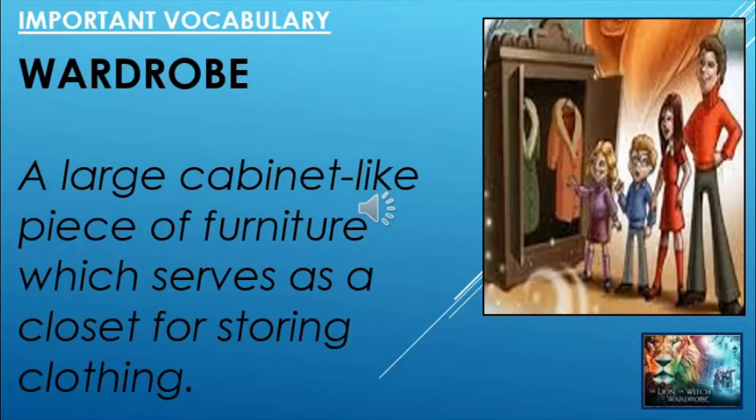This is one of the most important words you need to know for this novel. A wardrobe in America is often thought of as what you're wearing, but in this case, a wardrobe is a piece of furniture. It's basically a closet that stands on four legs sometimes and can be moved around. So it's a large cabinet-like piece of furniture which serves as a closet for storing clothing. So when you read that Lucy climbed up into the wardrobe, she climbed up into this closet-like piece of furniture.